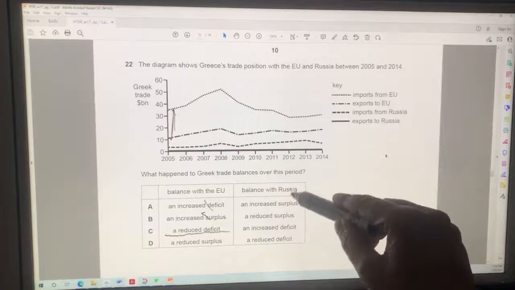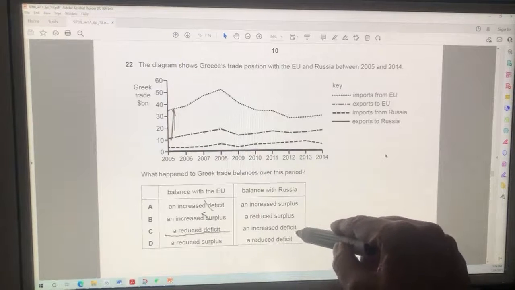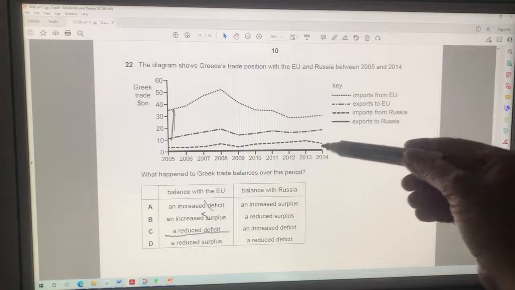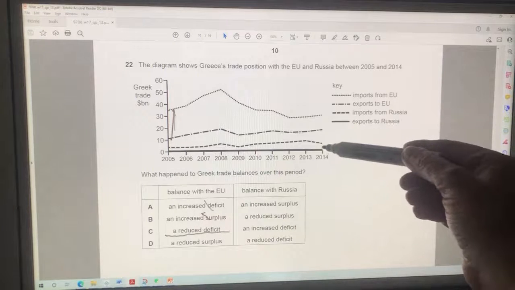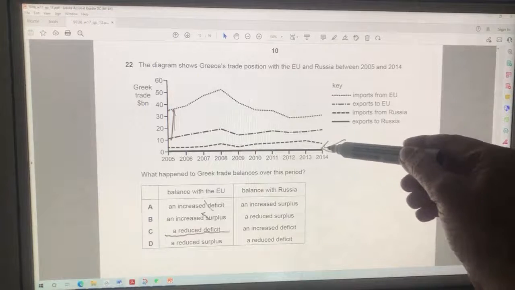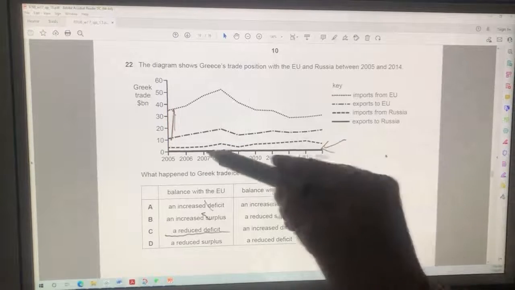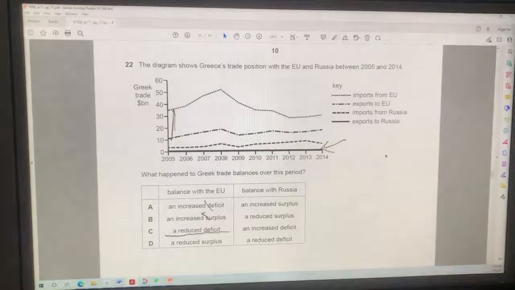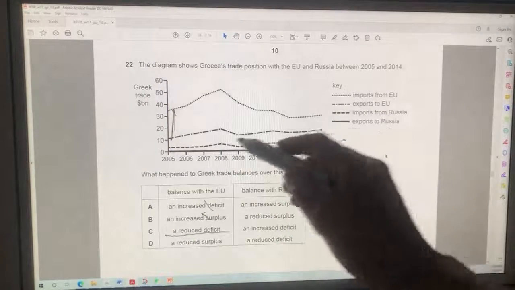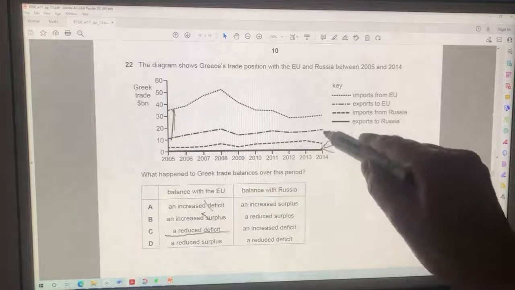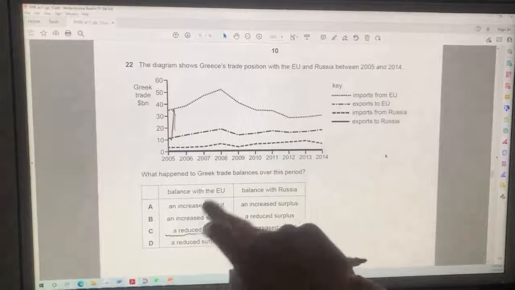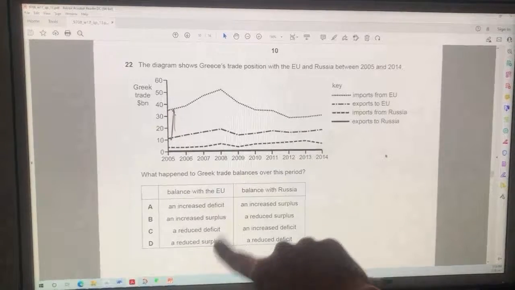Let's check the balance with Russia. An increased deficit. Let's see. Imports from Russia. Exports to Russia are here, and they're nothing. And the deficit, it looks like a slightly increased deficit with Russia. So the answer for 22 is C.